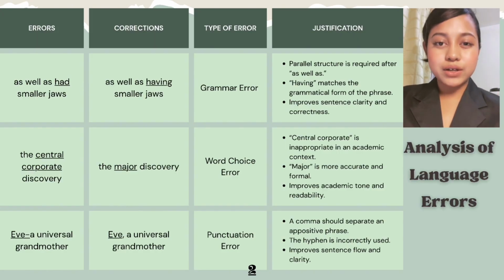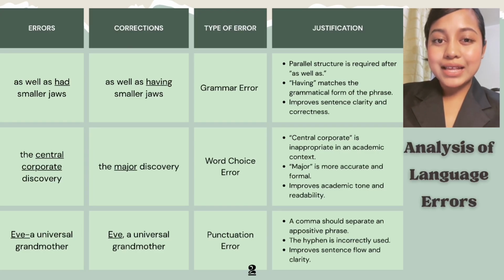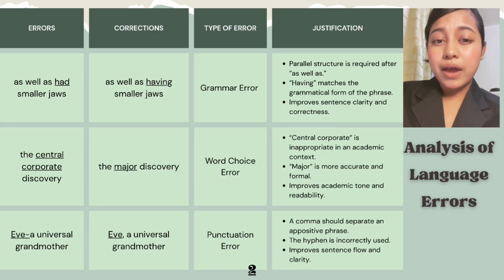The first error was "as well as had smaller jaws." This was corrected to "as well as having smaller jaws," because the phrase after "as well as" should follow a parallel grammatical structure, and the correction improves grammatical accuracy and readability.